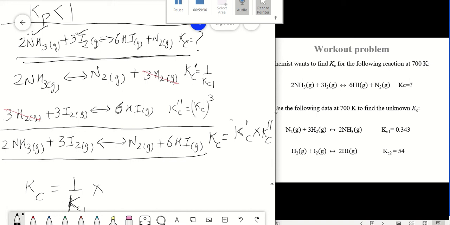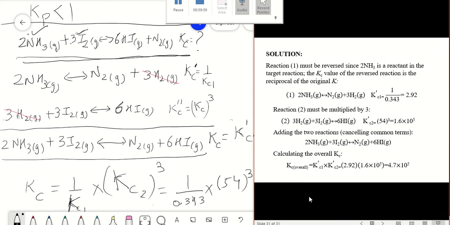Meaning my Kc for the overall reaction is going to be 1 over Kc1 times Kc2 cubed. So that is going to be 1 over 0.343 times 54 cubed, right? So let's see if that's the same thing. Yes, so what we did is we did 1 over 0.343 first, and we figured out 54 cubed first, and then we multiplied those two values, and we got our final Kc for the overall reaction.